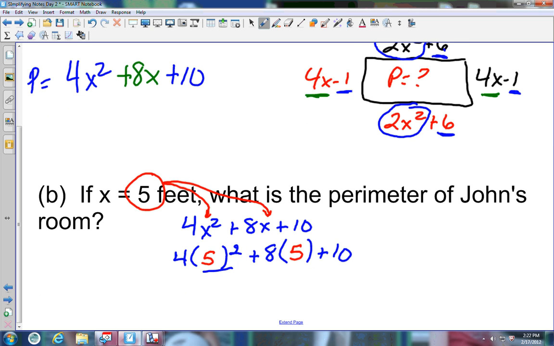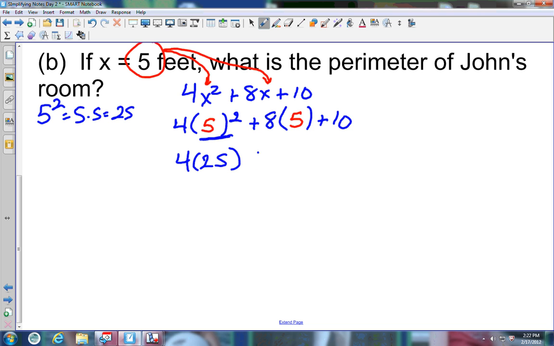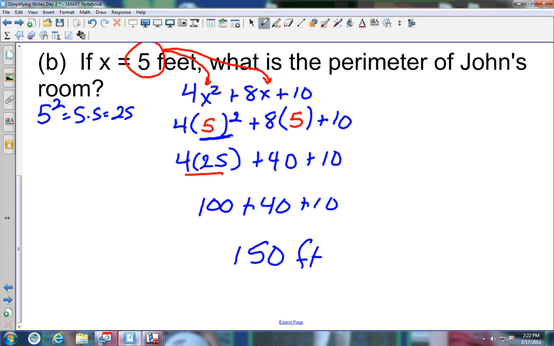Well, first do the exponents. 5 squared means 5 times 5, so that's 25. I have 4 times 25. 8 times 5 is 40, plus 10. Well, 4 times 25 is 100, plus 40, plus 10. That's 150 feet.